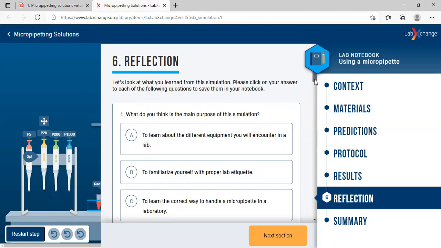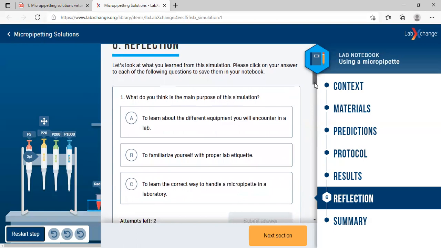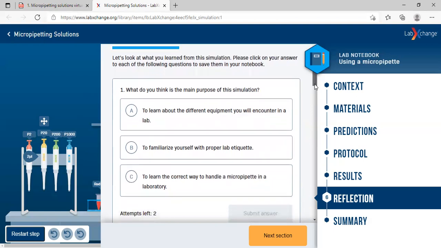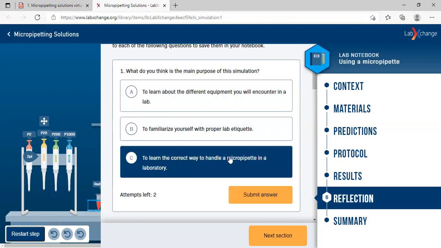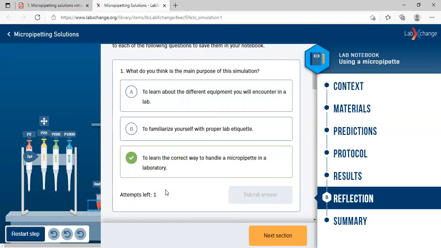Let's look at what you learned from the simulation. Please click on your answer to each of the following questions. What do you think is the main purpose of the simulation? To learn about the different equipment you will encounter in the lab, to familiarize yourself with proper lab etiquette, or to learn the correct way to handle a micropipette. It's this one because I'm learning about micropipettes. This is way more specific than the other two. So yeah, it's correct.